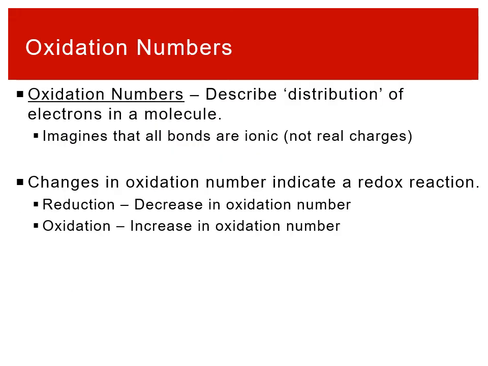So we want to come up with a way to identify redox reactions. And what we're going to use are what are called oxidation numbers. Oxidation numbers are kind of like a charge, but not really. They're going to be plus and minus. But what they do is describe the distribution of electrons between the atoms in a compound. Basically the idea is, what if this was all ionic?